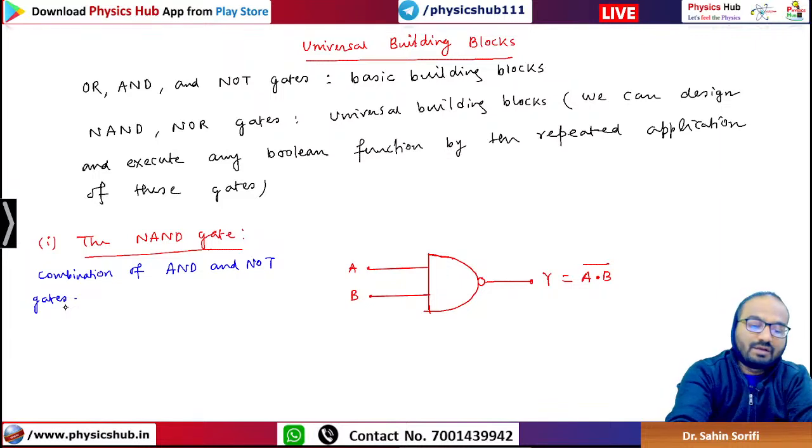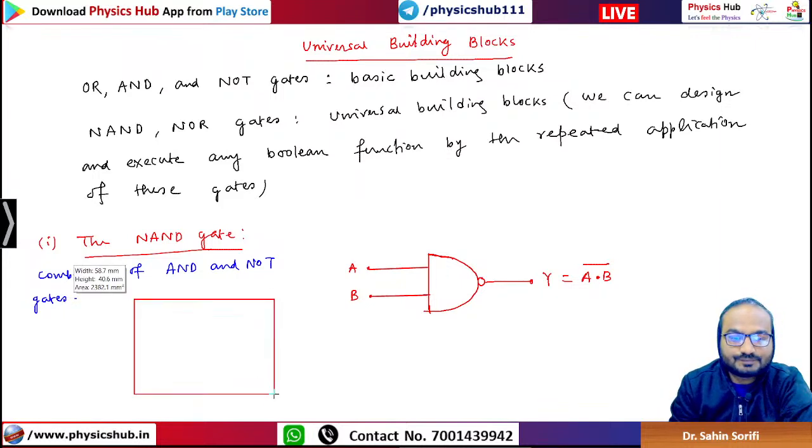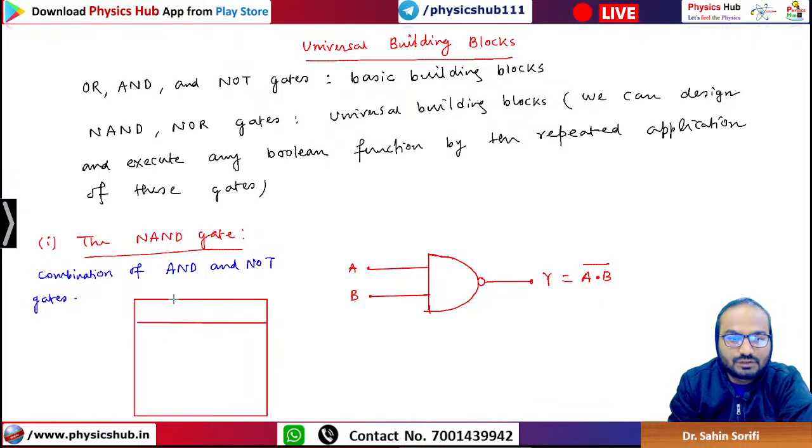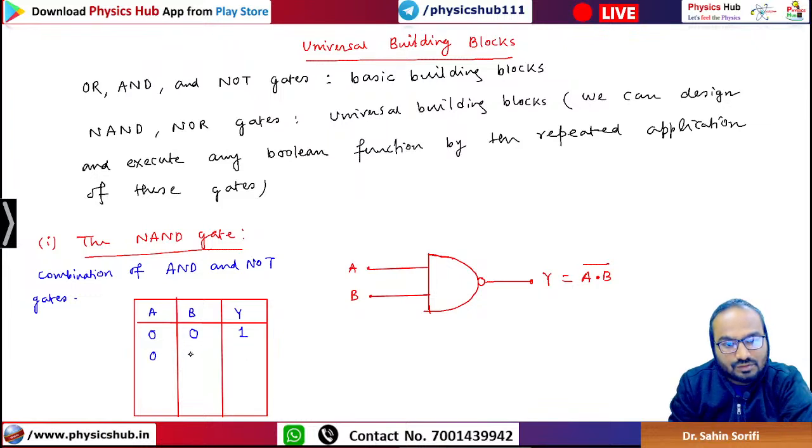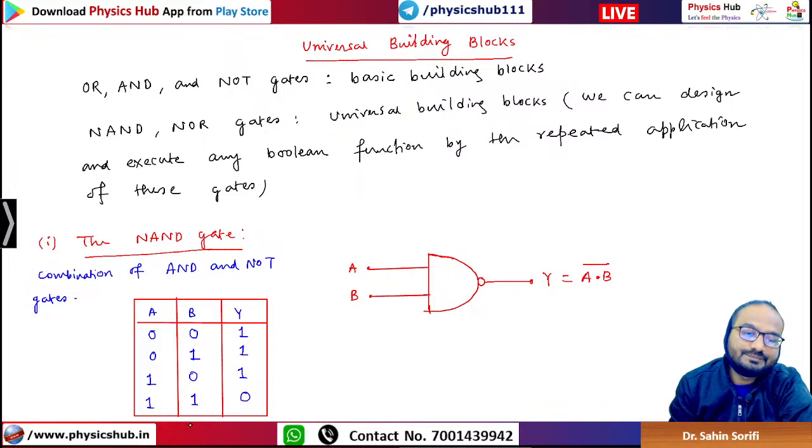Now, what about its truth table? Truth table for a 2-input NAND gate: A, B, Y. Obviously, 0, 0 is 1; 0, 1 is 1; 1, 0 is 1; 1, 1 is 0.